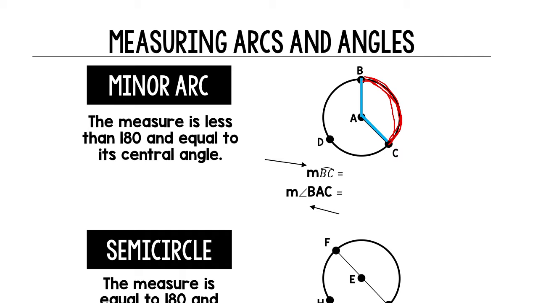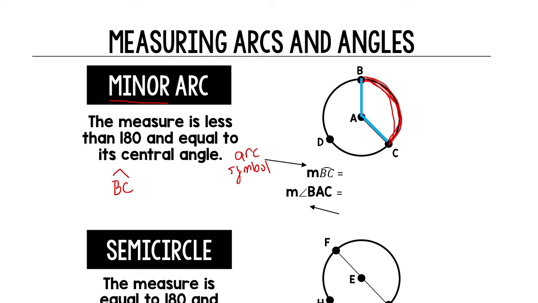The measure of a minor arc, a minor arc is less than 180 degrees and equal to the central angle. So this little tent looking symbol above BC, that is the arc symbol. That's required when you're talking about an arc. If you're handwriting it, it'll probably look like that. My handwriting is just the worst.